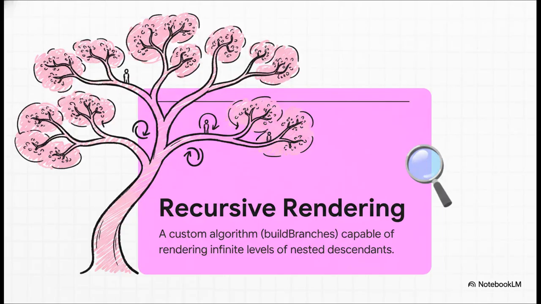Okay, so how does it draw a tree that could have infinite branches? It uses this beautiful programming idea called recursion. Think of it like a set of Russian nesting dolls. The code has one simple rule, a function called build branches. It tells the first person, hey, draw your children. And then it tells each of those children, okay, now you use the exact same instructions to draw your children, and on and on and on it goes. It's a simple, repeating rule that can build something incredibly complex.